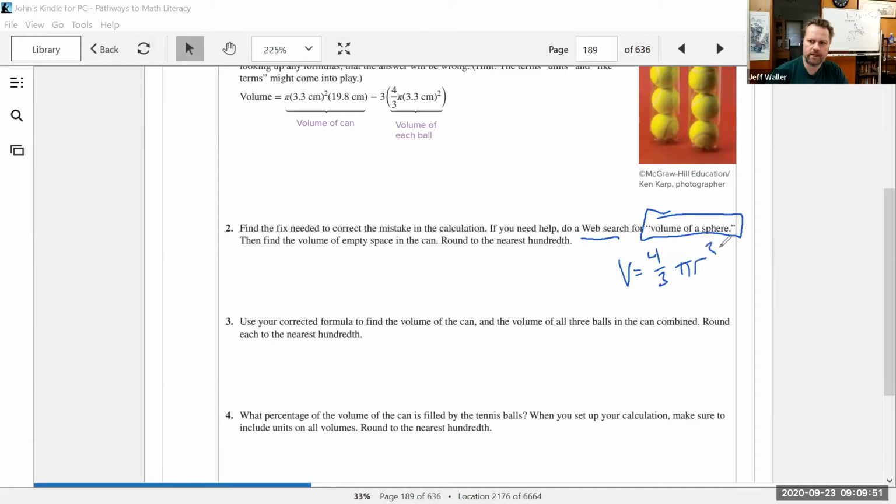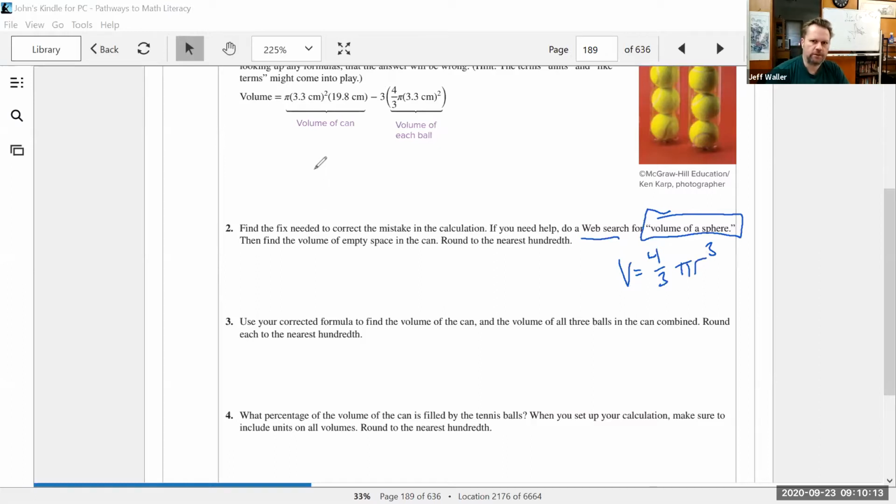Remember this guy? That's the volume of a sphere. So if I knew the radius of the Earth, I could figure out the volume of the Earth. Roughly, because it's not really a sphere. Okay, so that's going to show up a few times throughout that homework.